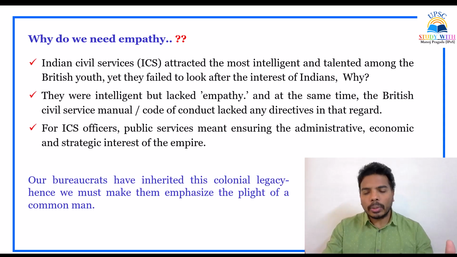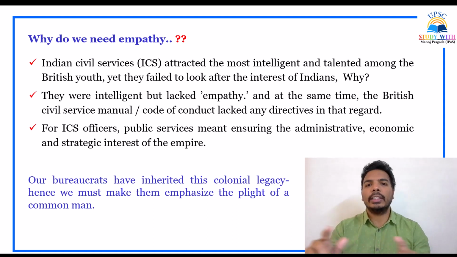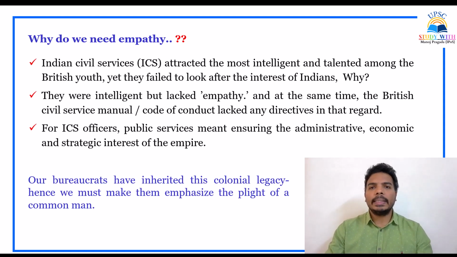What we call Antyodaya: the last person in the last row. We have to think about that person, and we have to formulate such policies and implement such programs so that that person will be benefited. If that person is benefited, all other people in the society or in your district will be benefited. That is why empathy is the most important factor.